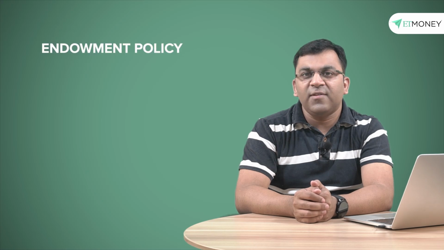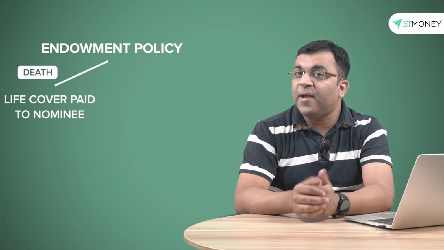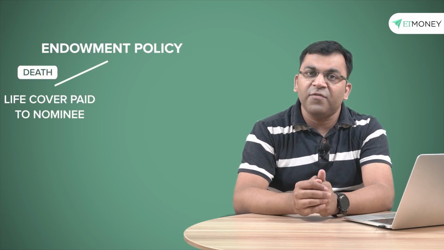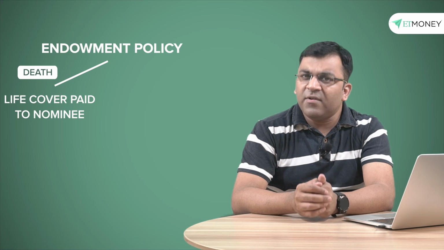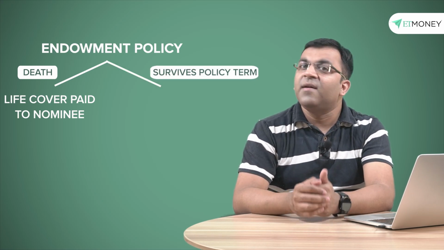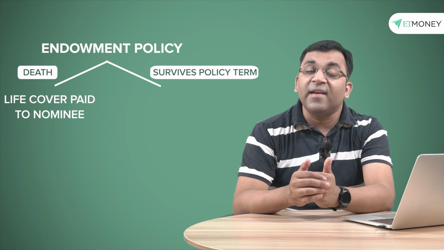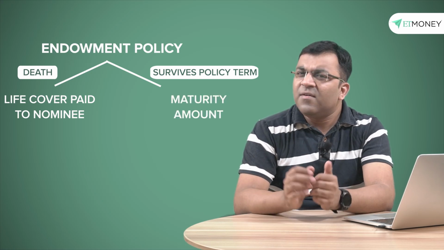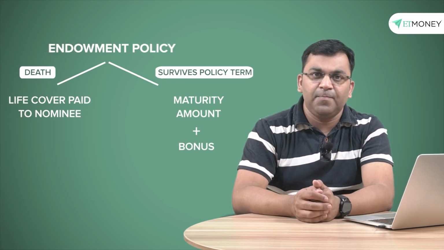For example, a popular pitch made by LIC agents to parents is to start contributing towards an endowment plan for their children's education or marriage. From a benefits perspective, an endowment policy comes with a life cover which is paid to the nominee upon the death of the policyholder. However, if the policyholder does not die and survives the policy term, then he or she is paid the guaranteed maturity proceeds with some bonus as the case may be.